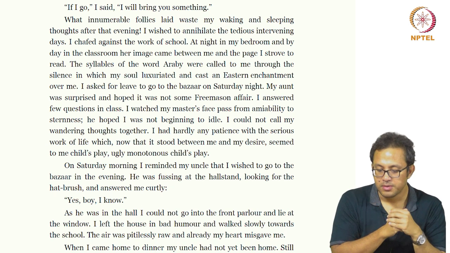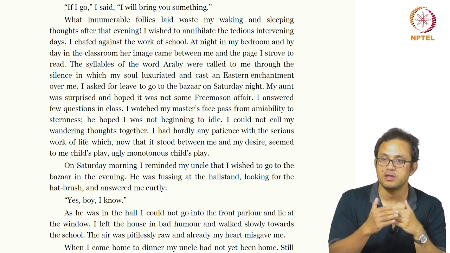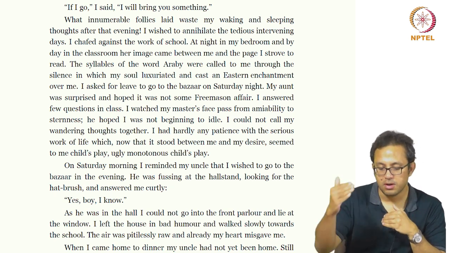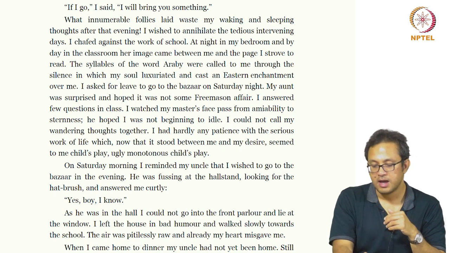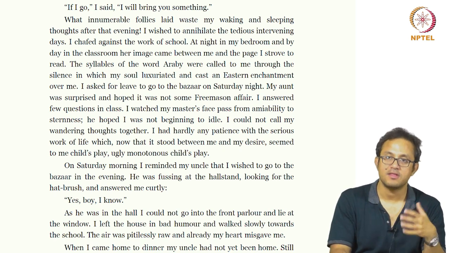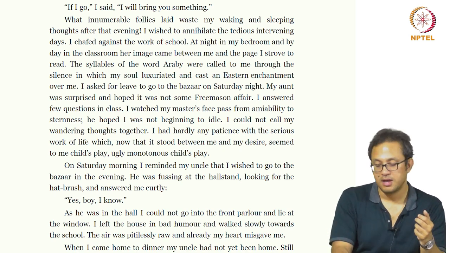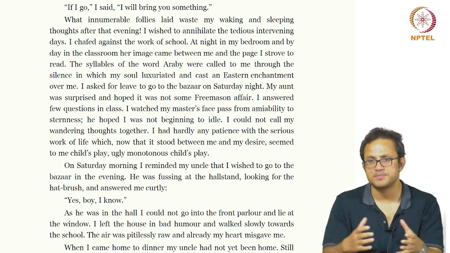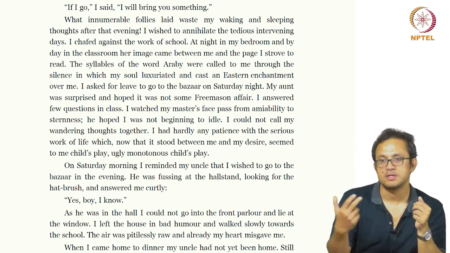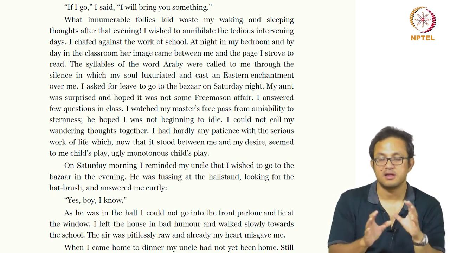"As he was in the hall, I could not go to the front parlour and lie at the window." Again, look at the way in which the adult is stopping him from his movement of desire. See, all the adults in the story, as you can see, are all enemies of romance, all enemies of fantasy, all enemies of imagination, so to say. So we have this Peter Pan world where all the children play and grow up together, and we have these adult enemies around it who are essentially inimical to any idea, any experience of romance.